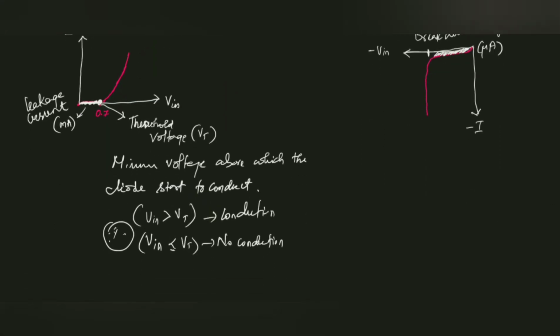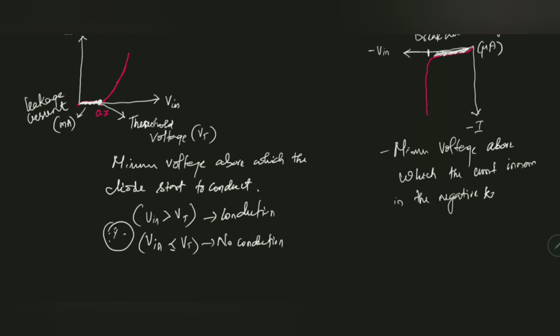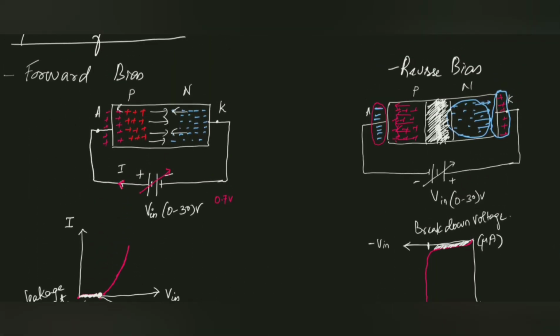Right, so this is a breakdown. For breakdown, you can say it is the minimum voltage above which the current increases in the negative, keeping the voltage constant, or we can also say it is the device will break. So this is how your conduction, that is the forward and the reverse bias, actually takes place.